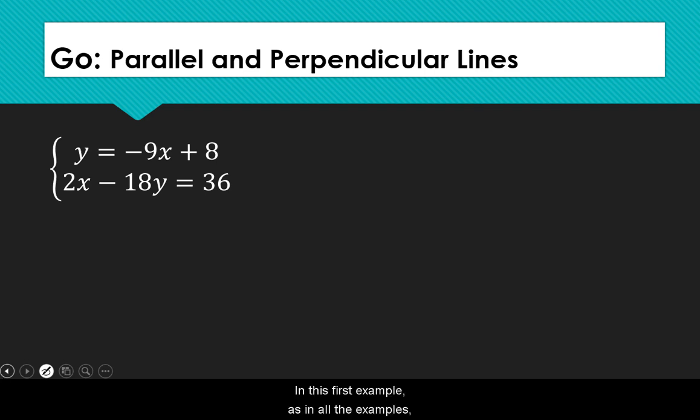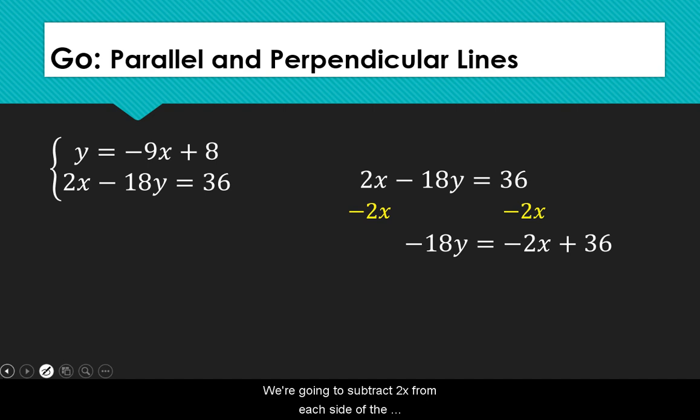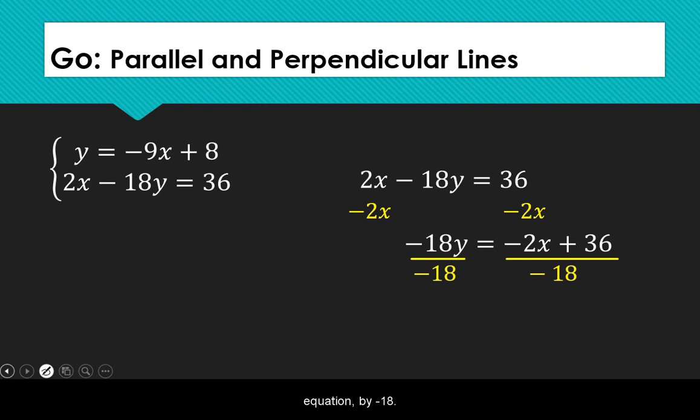In this first example, as in all the examples, the first thing that we need to do is to make sure that both of the equations are in slope-intercept form. So we need to isolate the y variable using inverse operations. We're going to subtract 2x from each side of the equation, which leaves us with negative 18y equals negative 2x plus 36. And then we're going to divide each of the terms, or each complete side of the equation, by negative 18. And we're left with y equals 1/9 x minus 2.